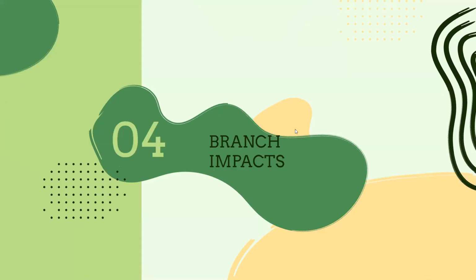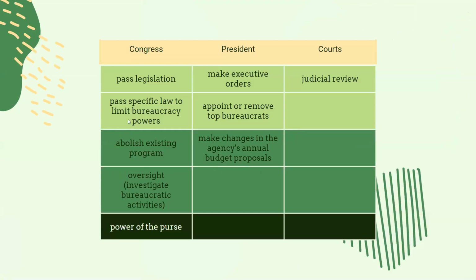So now we'll go on to how each branch impacts the bureaucracy. So the Congress, they can pass legislation, which the bureaucracy has to execute. They can pass specific laws in order to limit bureaucracy powers. They can abolish existing programs. So if there's a department that's not conforming to Congress's wishes, they can just abolish it completely.